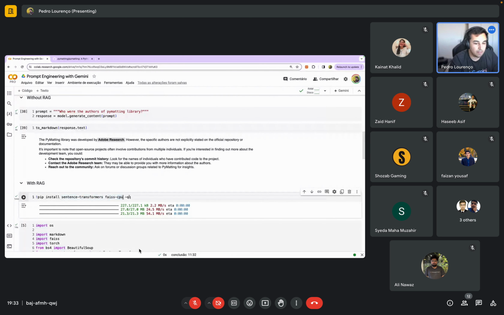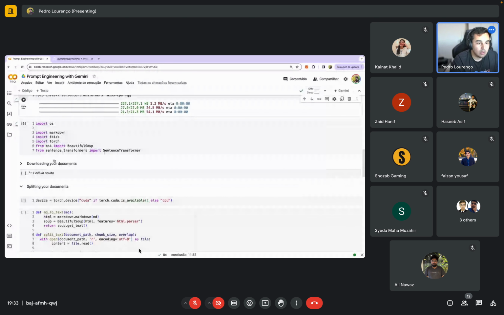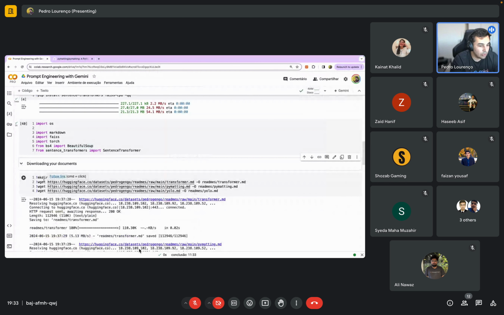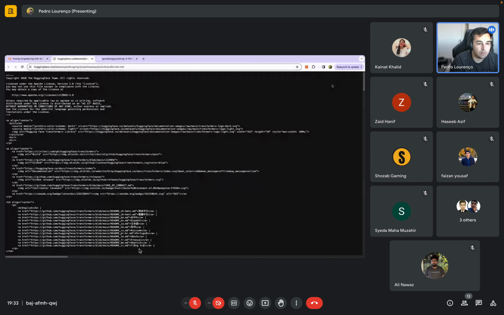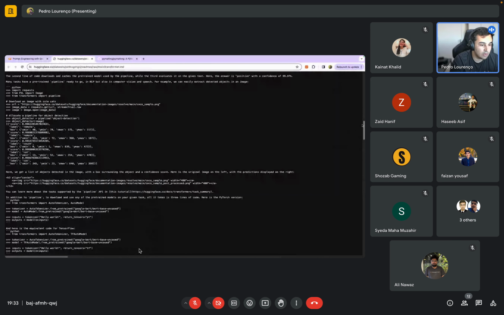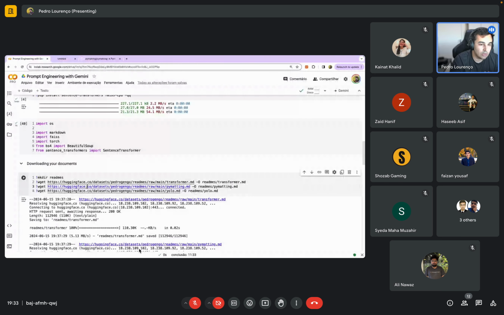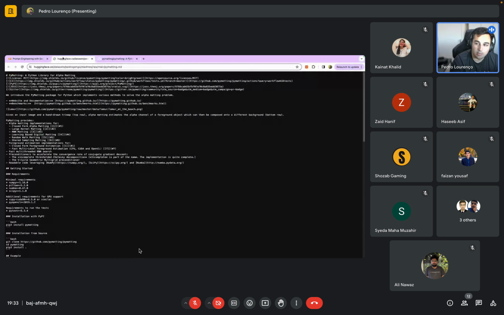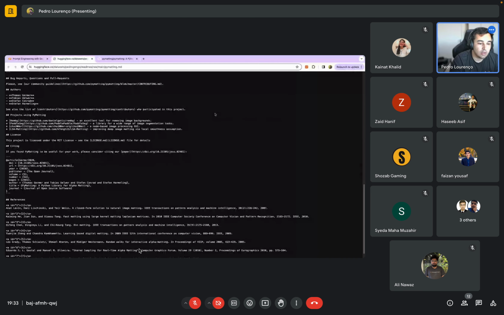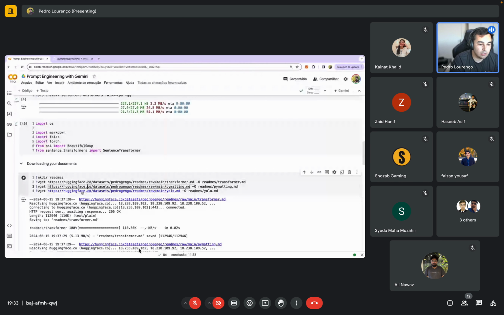Here are the documents we will use. I'm just getting the README of some repositories. This is the README of the Transformers library from Hugging Face, and I'm just getting the markdown. Here is PyMatching, the one that we saw, where I just copied the markdown, and here is the one from YOLO. Just as an example, I'm downloading these, and you can see that it's creating this folder called readmes.